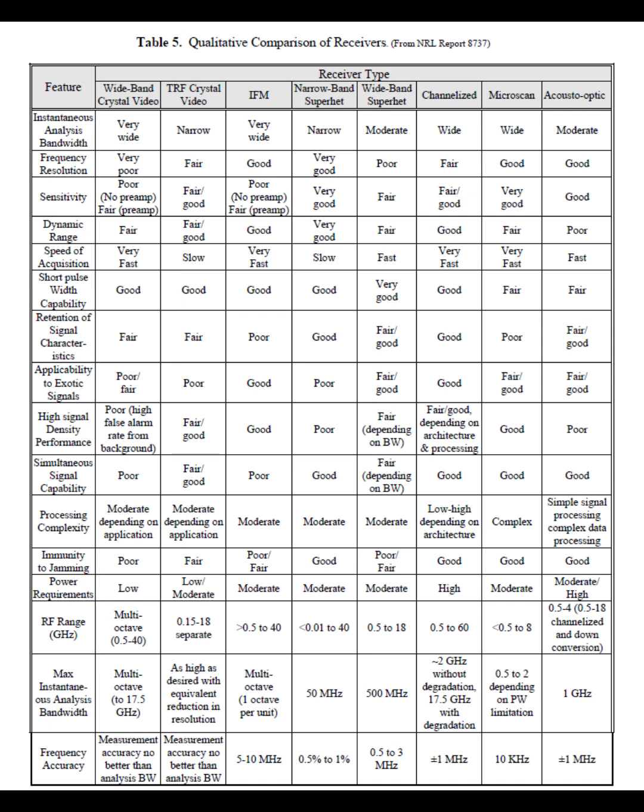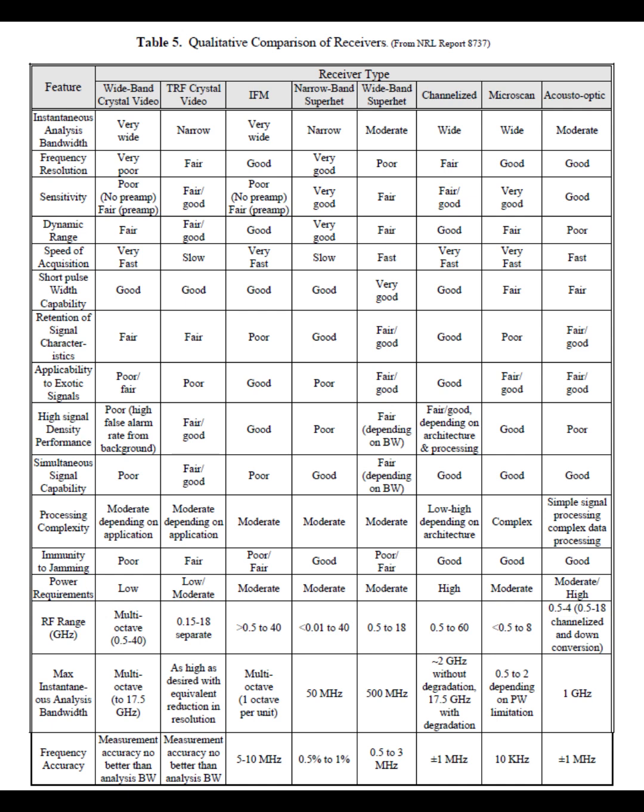Sensitivity. Sensitivity is about detecting weak signals. Narrowband superhet receivers are very good. Wideband crystal video receivers are poor without a preamp. Dynamic range. This is the range between the weakest and strongest signals the receiver can handle. IFM and wideband superhet receivers have very good dynamic range. Others have fair to good dynamic range.